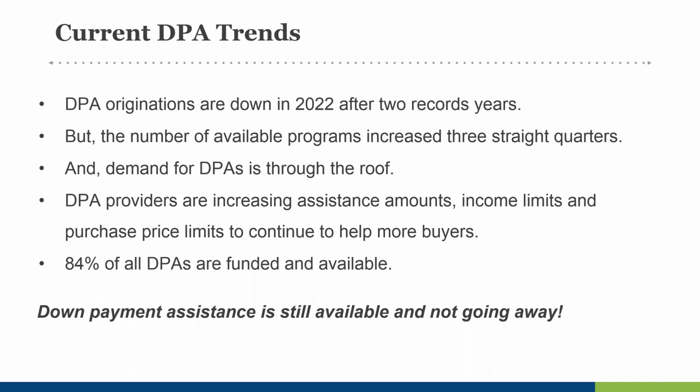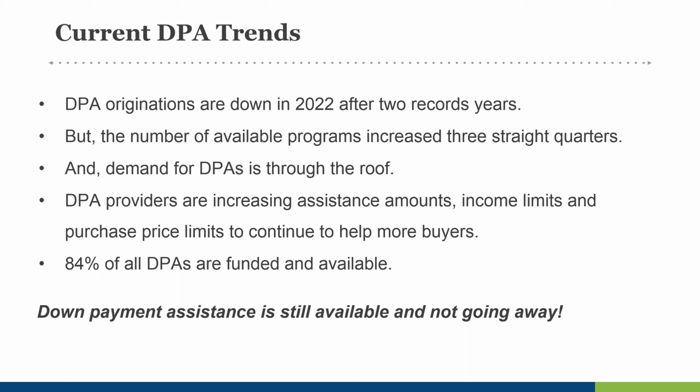Down payment assistance originations, or the usage of down payment assistance, has declined a little bit this year after 2 record years, but the number of available programs has increased for the last 3 straight quarters. That means there are more and more down payment assistance programs hitting the market. And in addition to that, demand for down payment assistance is through the roof.